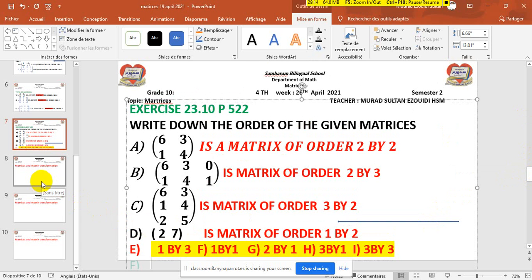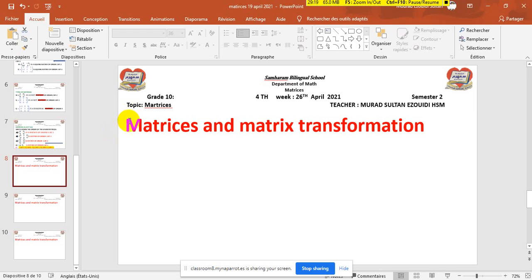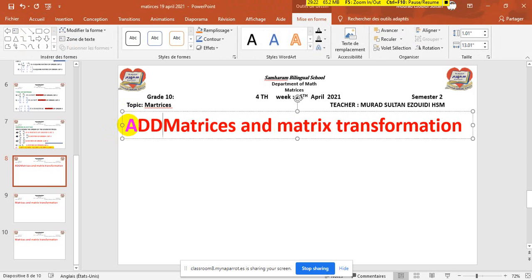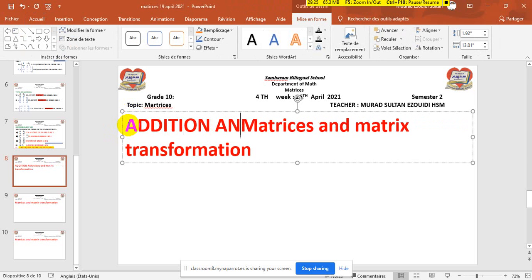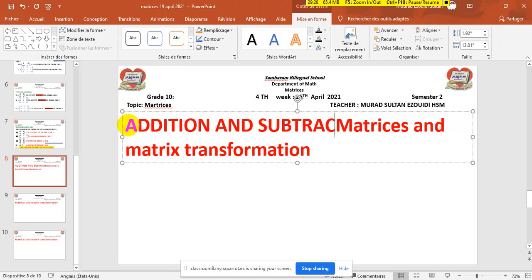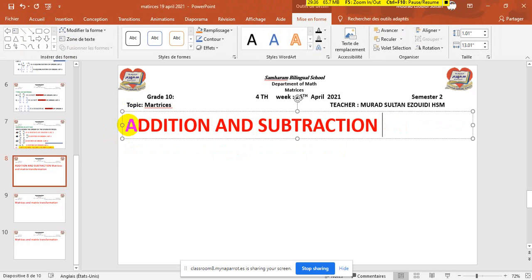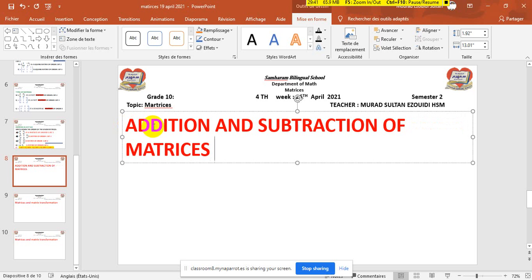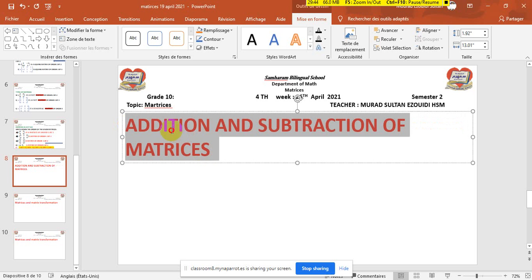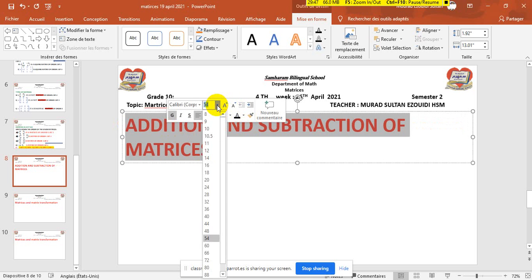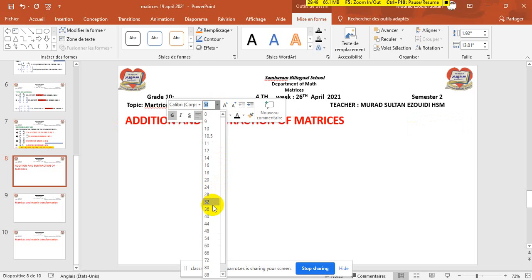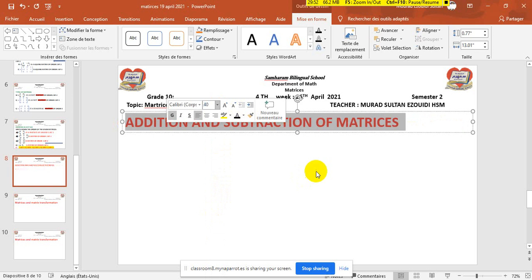addition and subtraction of matrices. Okay, this is the title of the second part. I will just make it small now. I thought it's clear like that. Okay.